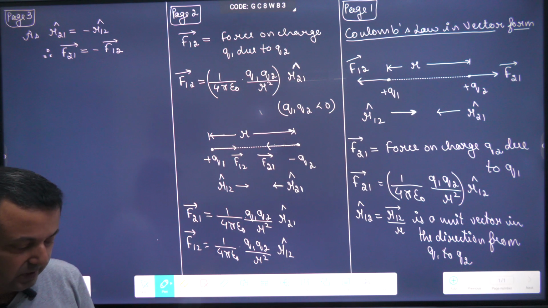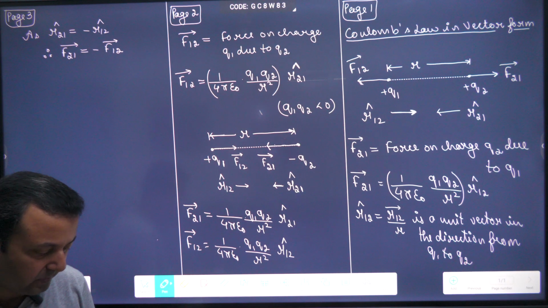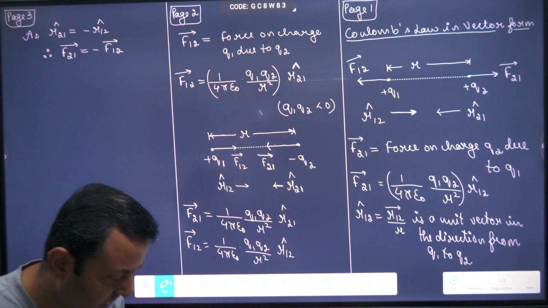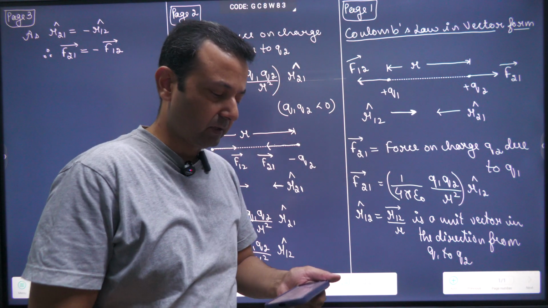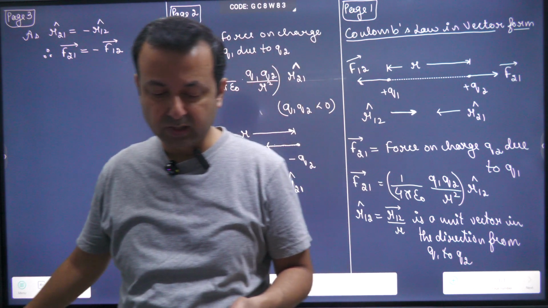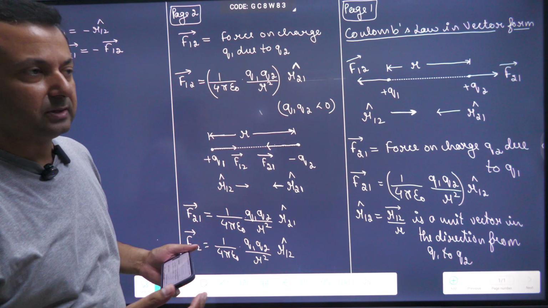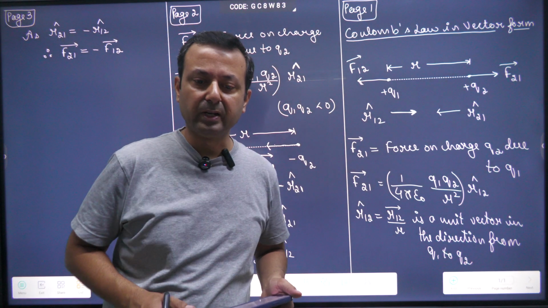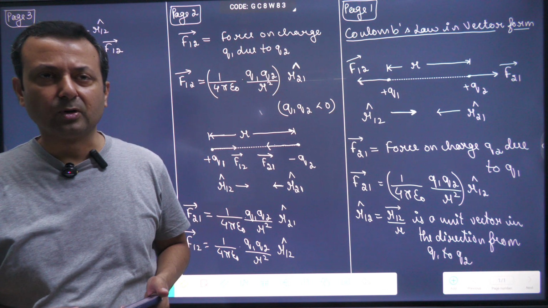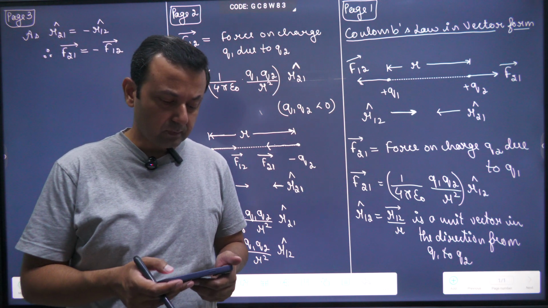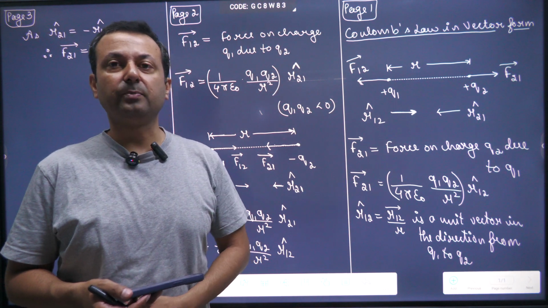So on page number 9, first of all, we will discuss the definition of permittivity. Permittivity is a property of the medium which determines the electric force between two charges situated in that medium. So permittivity determines what the force between the two charges should be in that particular medium. Actually, it depends on the medium only.